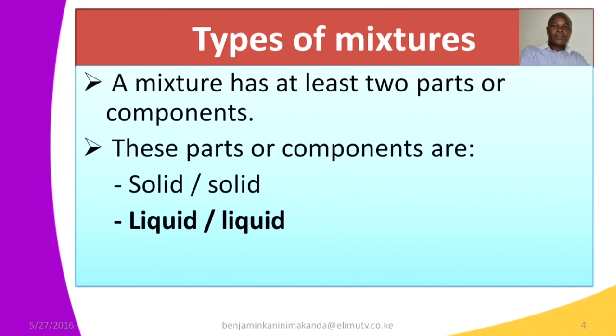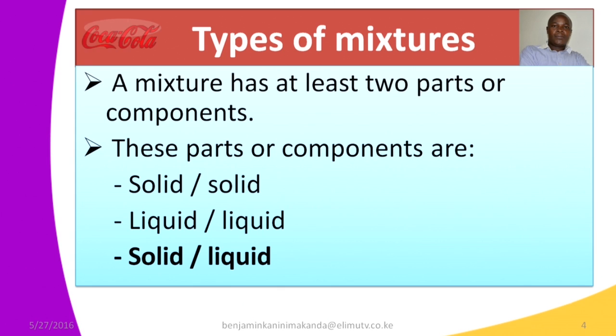Then the last category of mixture is solid liquid. Mixtures can also be in form of solid and liquid. In this particular case, you take a solid that does not dissolve in a given liquid. For example, if you take sand and put it in water, sand does not dissolve. Then in this case, you're going to have a mixture that is solid liquid. We call it a solid liquid mixture. So these are some of the components of mixtures that we want to discuss here.